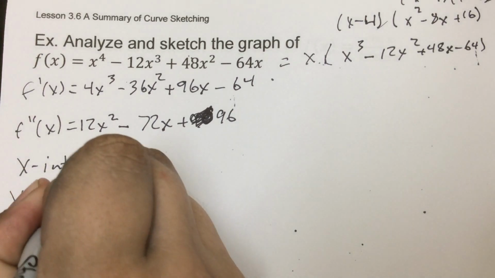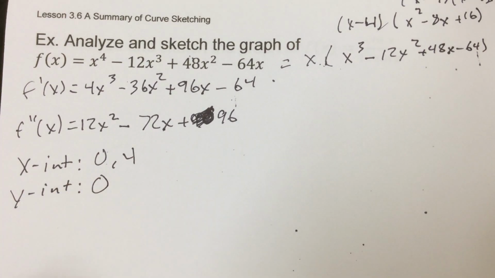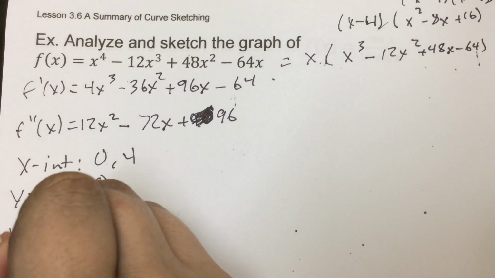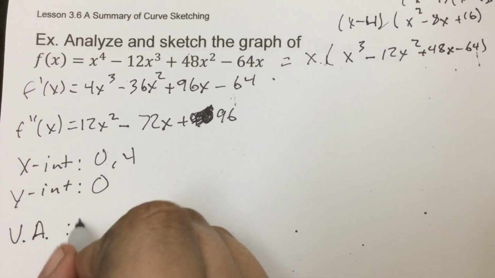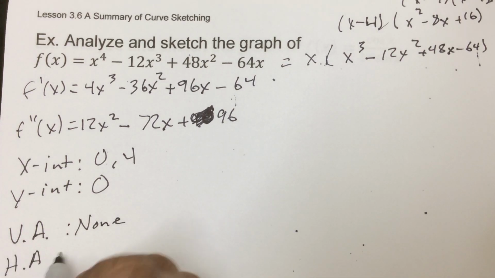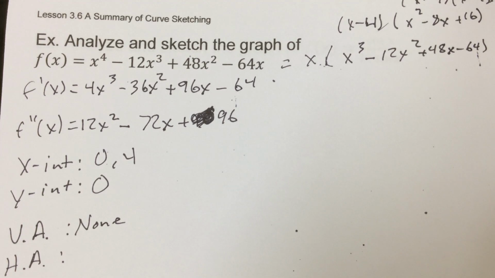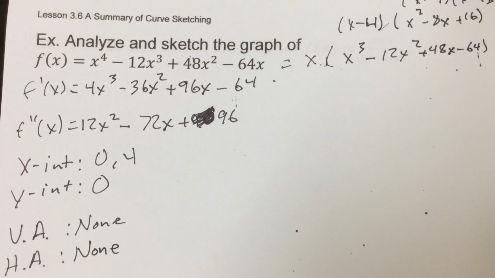Y-intercept. Well, if I put 0 in, the only thing I'm going to get out is 0, because this would go to 0, that would go to 0, that would go to 0, that would go to 0. As far as vertical asymptotes, well, we have no bottom, so there's none there. As far as horizontal asymptotes, again, we have no bottom, so there isn't one.